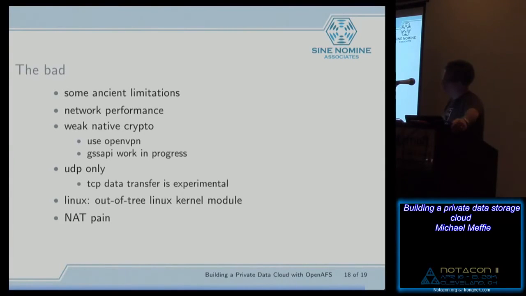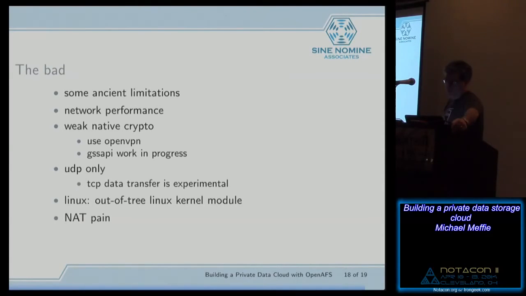Network performance is not what we want it to be. Everything on AFS is currently still using UDP. We have a TCP data transfer feature, but it's still experimental. It's only being used at one site right now, but you're welcome to try it if you want to use it.